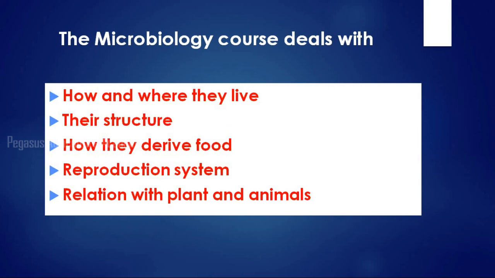One of the important aspects of microbiology is the relationship with the other organisms present in the environment, that is, the interaction with plants and the interaction with animals. So the subject microbiology always deals with these 5 different topics.